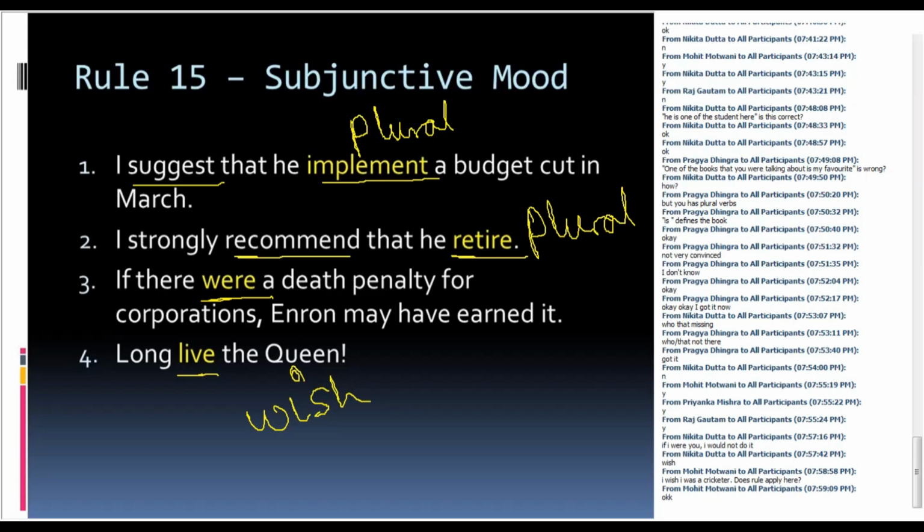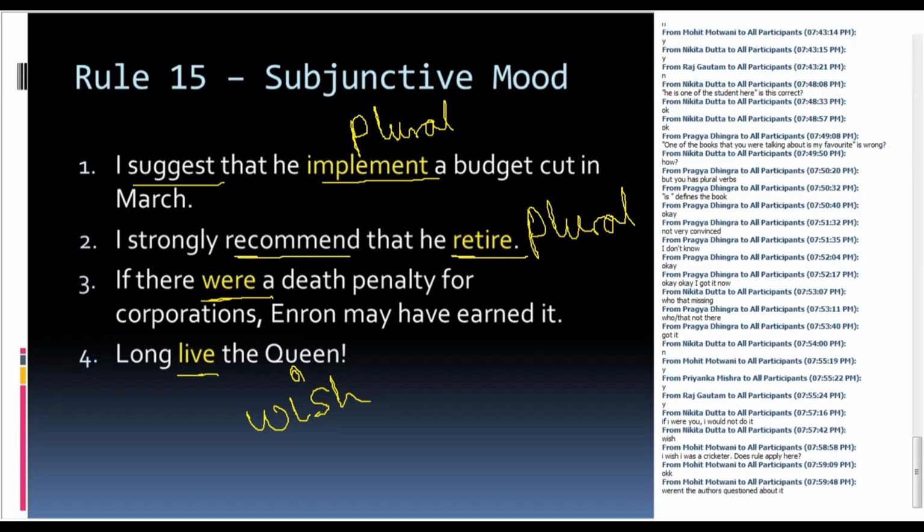Right. Now we have covered all these situations. Weren't the authors questioned about it? Actually, see, language is always in a state of flux. And the intention of any language is to communicate. So let us not become grammarians. Let us not become pedantic. If I am able to convey my thoughts, even if it is not grammatically correct, it's still okay because you understand. That is what languages are for.